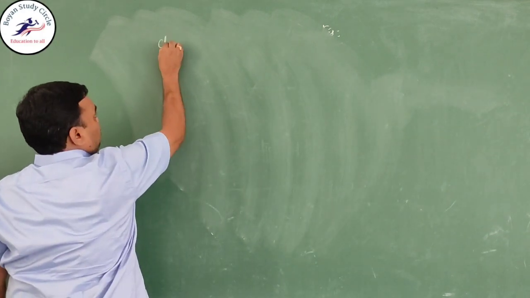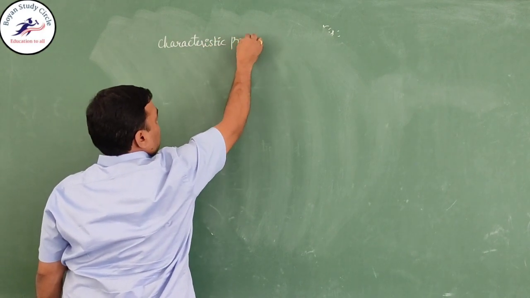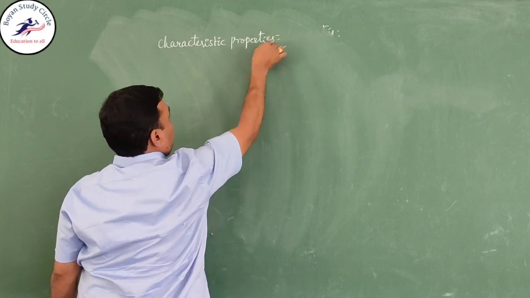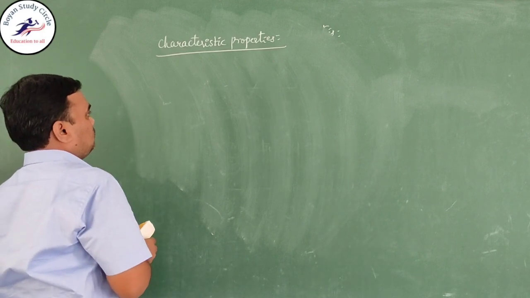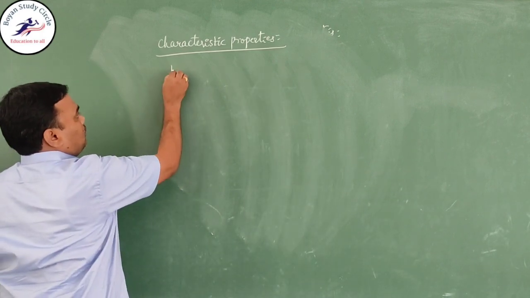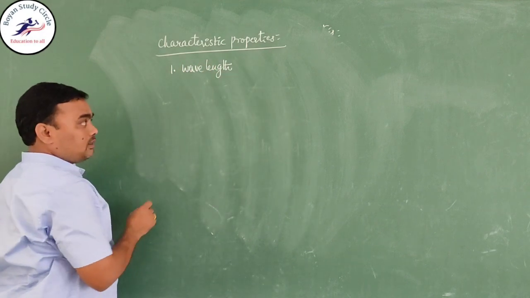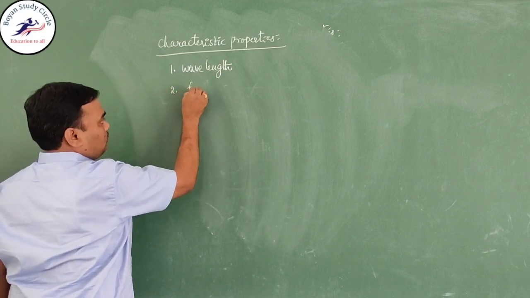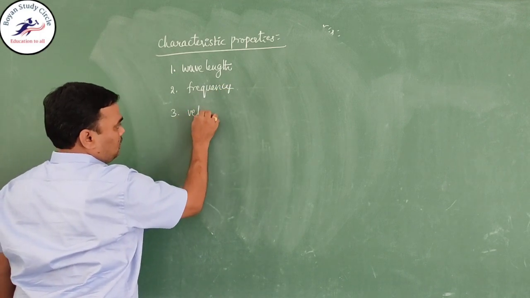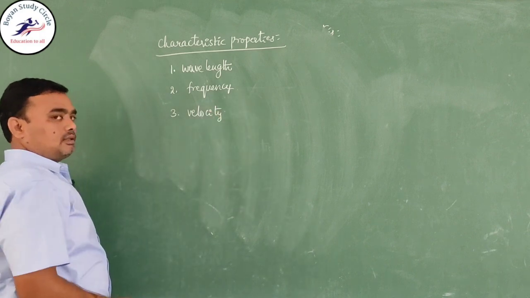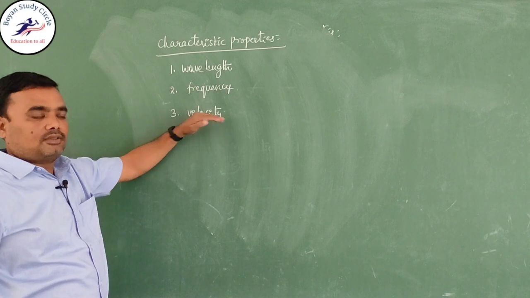So, we want to discuss some important properties of electromagnetic radiation, that is light. These are the characteristic properties. Number 1, the first characteristic property is wavelength, the second one is frequency, and the third one is velocity. In 10th class level, we will discuss the properties wavelength, frequency and velocity, right.